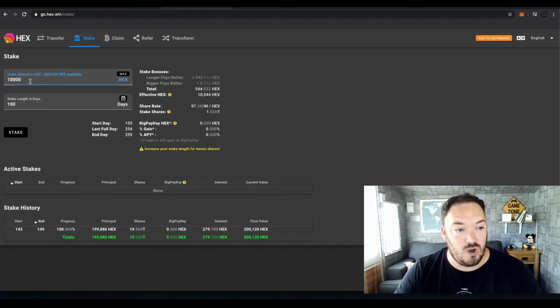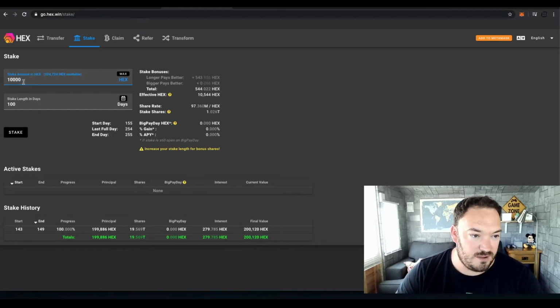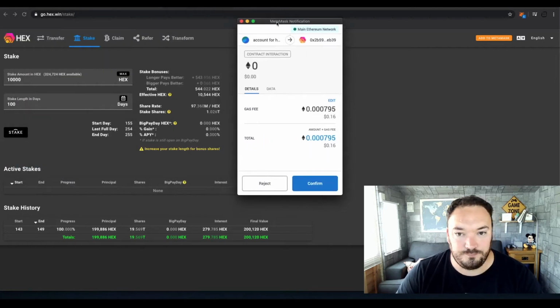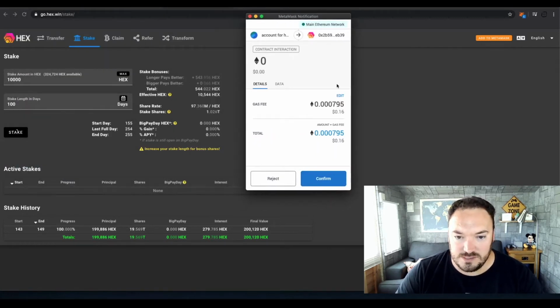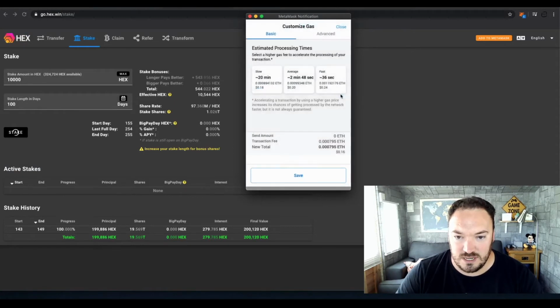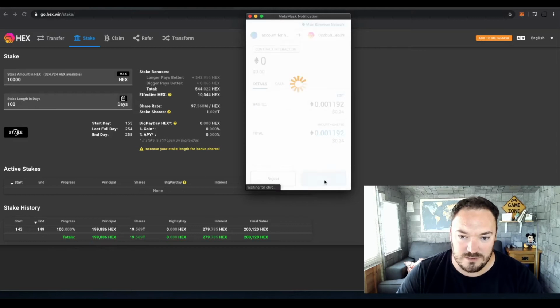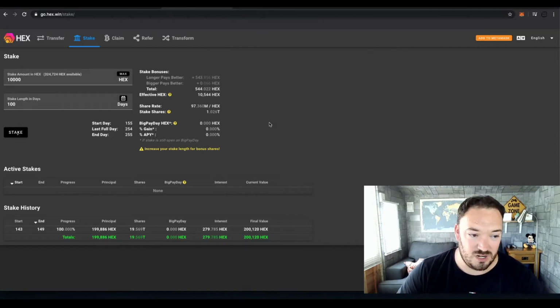So let's try this out. Let's do a 10,000 Hex stake over 100 days. I'm going to click stake on that. And what it's going to do is it's going to bring up my MetaMask wallet, which I have here. It's saying this is the gas fees for sending that amount of money over. I'm actually going to click on fast just for the purposes of me editing this video. If you're not actually that much in a rush, I would suggest lowering those fees down to whatever the lowest is. It may take half an hour for it to go through, but who cares?